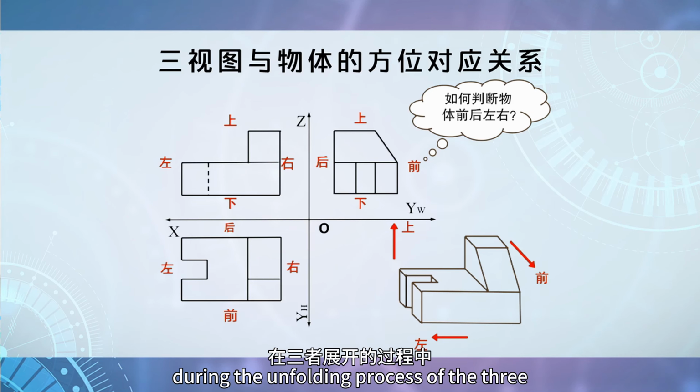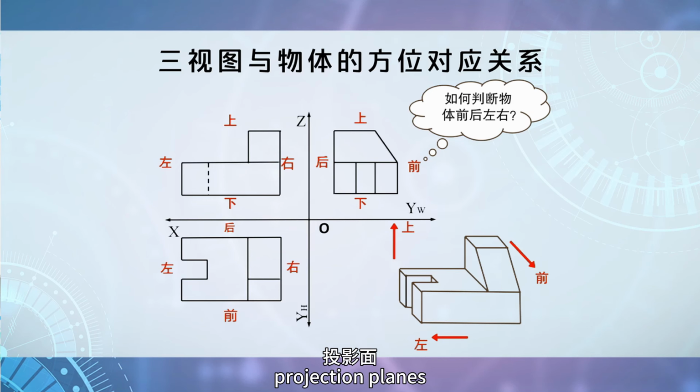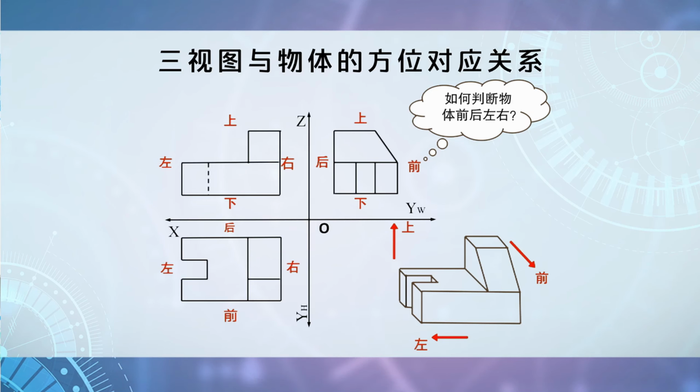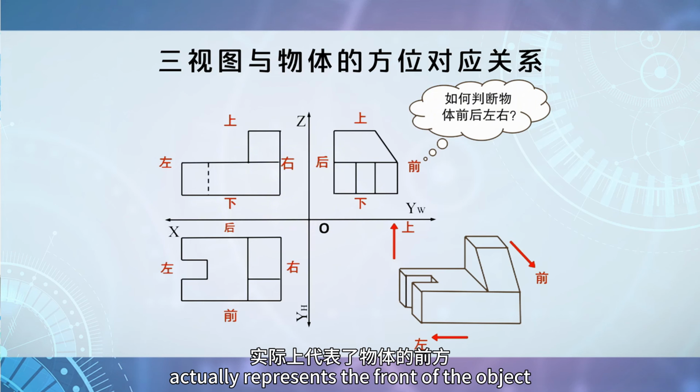During the unfolding process of the three projection planes, the horizontal plane is rotated downward. So the bottom of the top view actually represents the front of the object. And the top of the top view actually represents the back of the object.